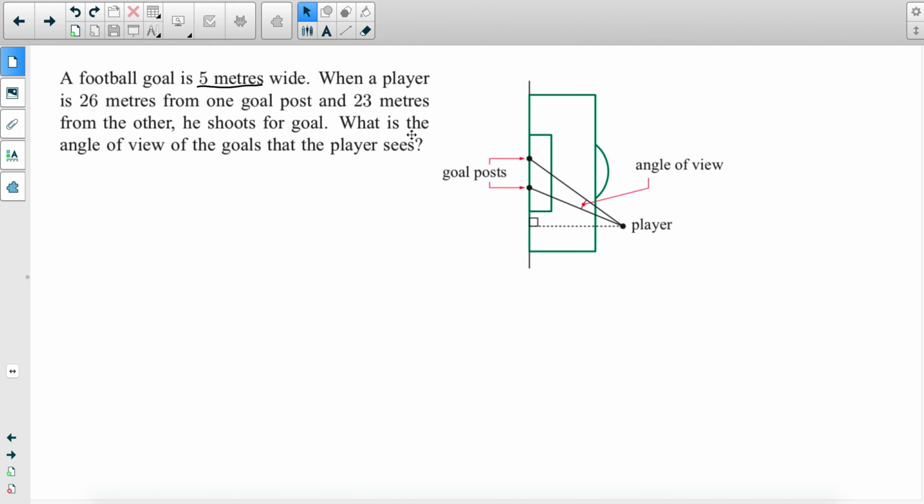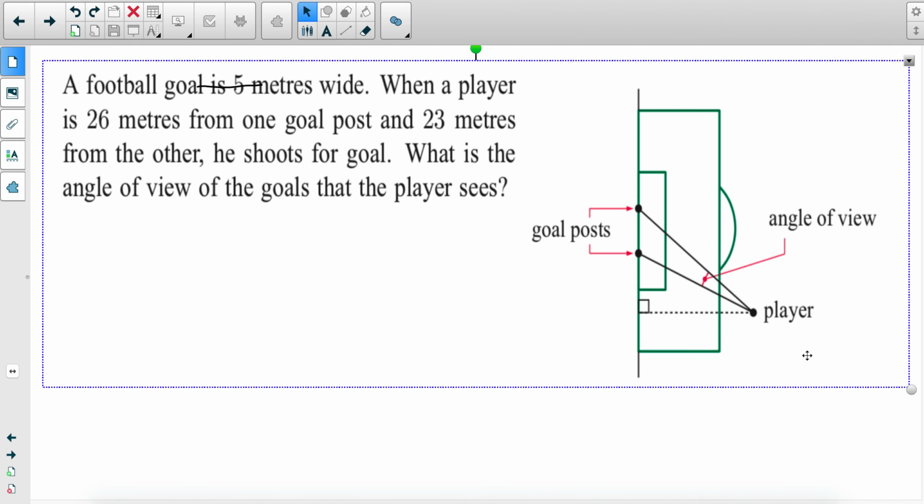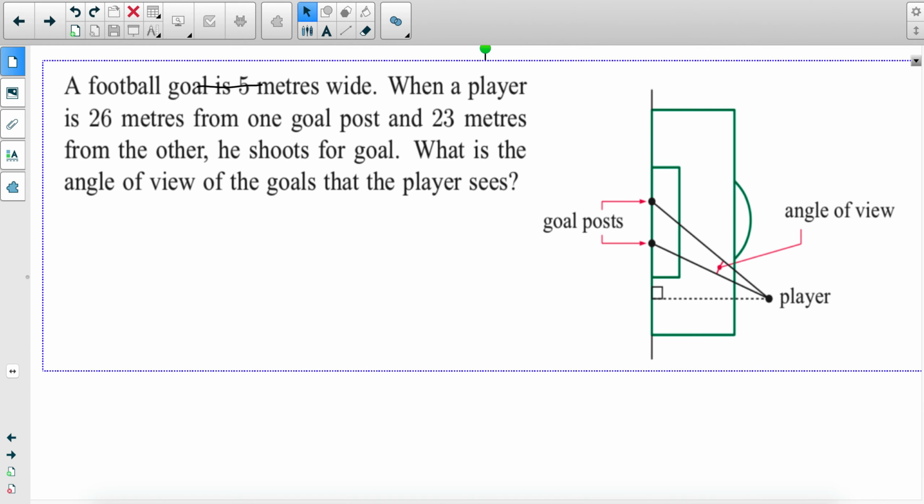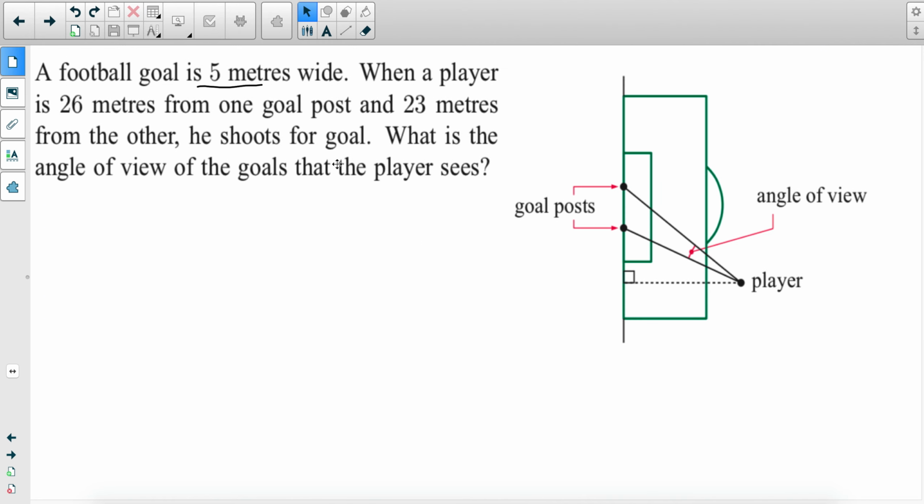And so if we zoom into this even more, this will be your 5 meters. And then obviously the distance from this player to this post is the shortest distance, so this is your 23. And then from here to that post is the longer distance, so that's 26. Now it won't matter, and hopefully you can see why it won't matter, because these will be your B and C, so it doesn't really matter which one it is, but it's good to know from a diagram.